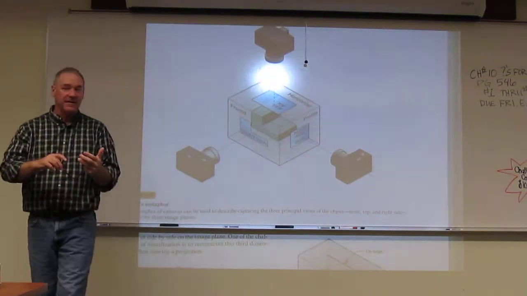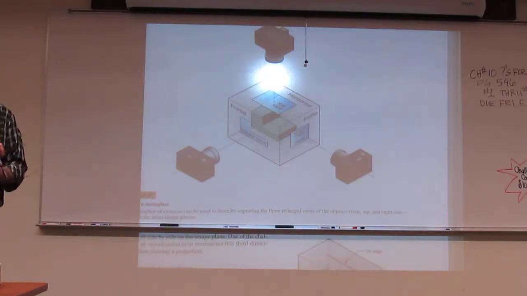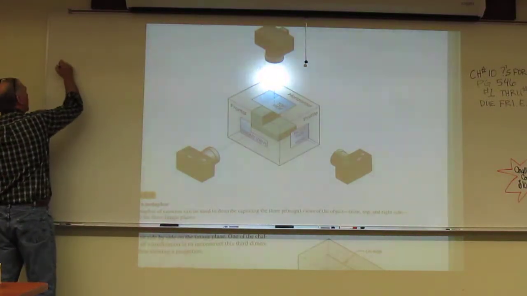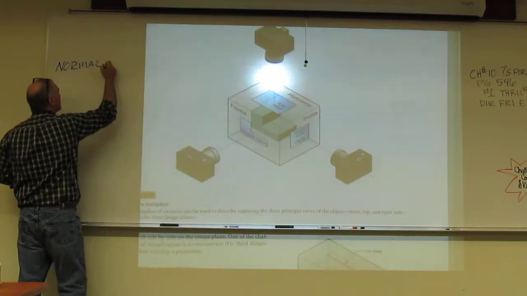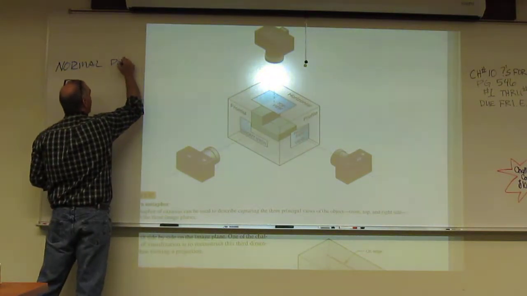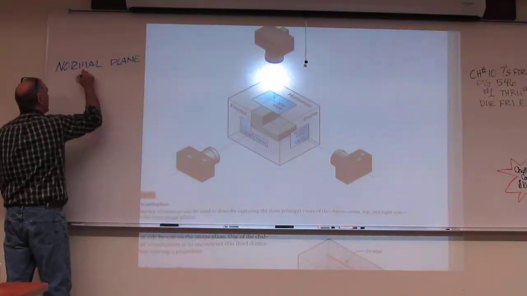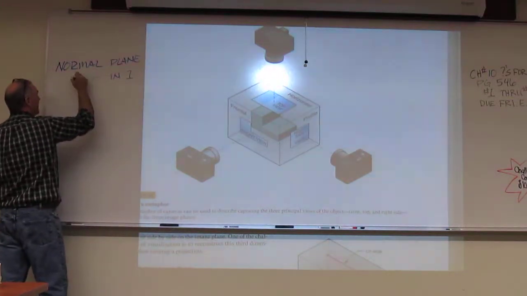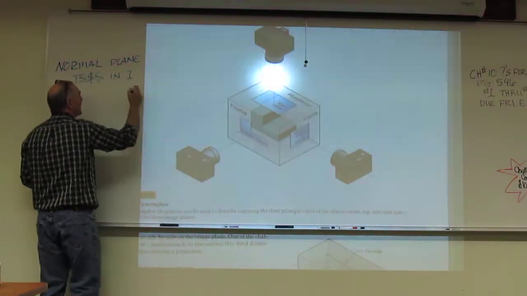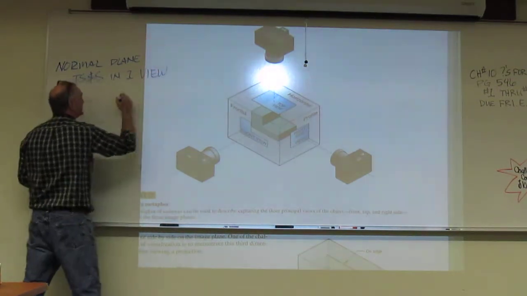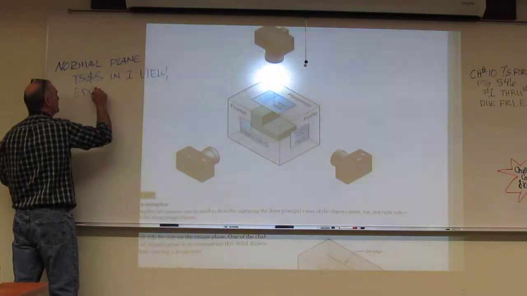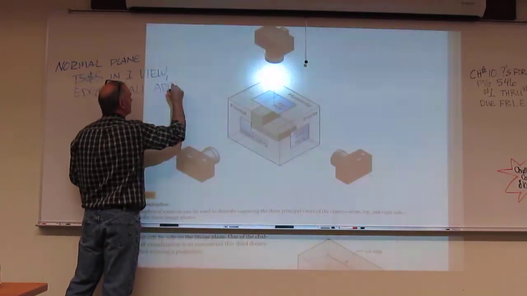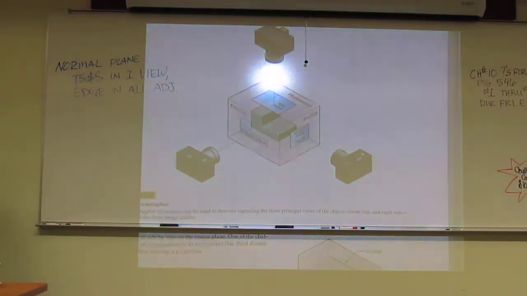The definition of a normal plane is true size and shape in one view. It's an edge view in all adjacents. A normal plane. By adjacent, I mean views that sit right next to it.